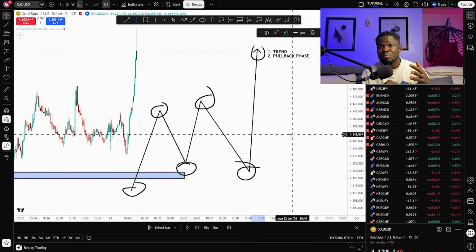And if you try to trade against the trend, it's like you are trying to catch a falling knife, and that is suicide. And I believe you don't want to stand in front of a moving train, right? Always trade with the trend. Once you establish the trend in the market, follow the trend.